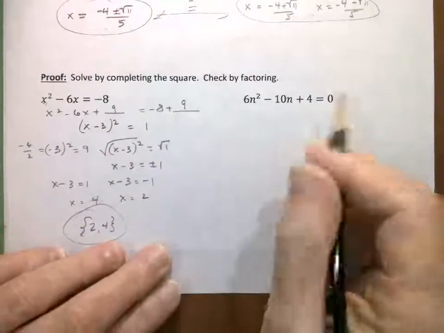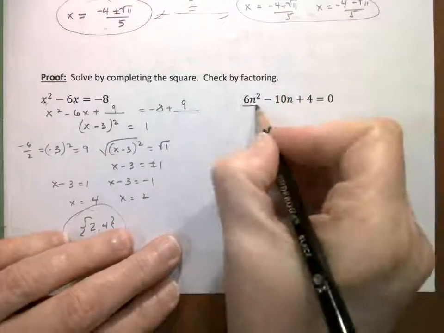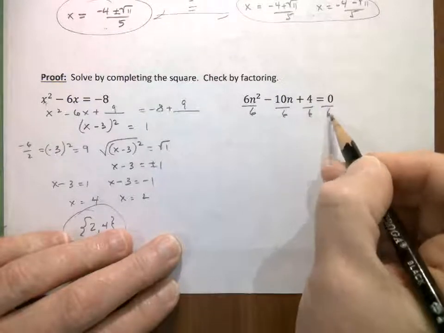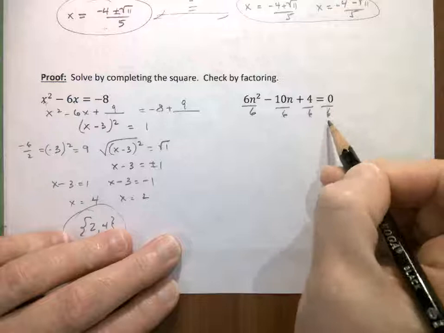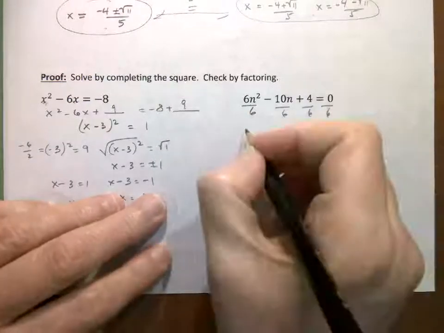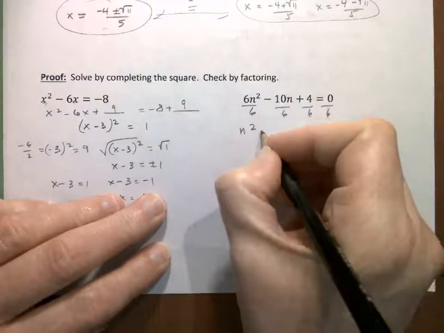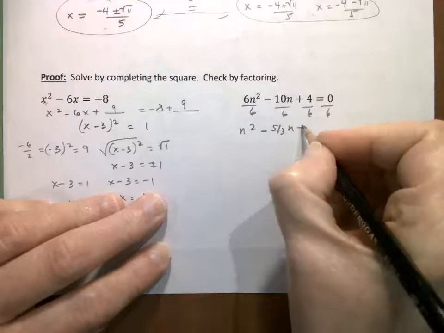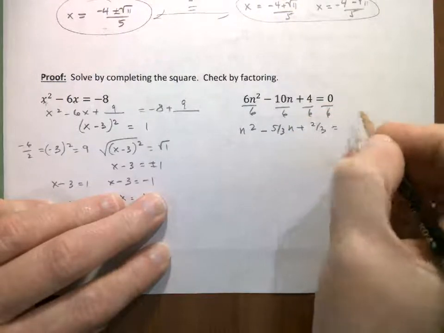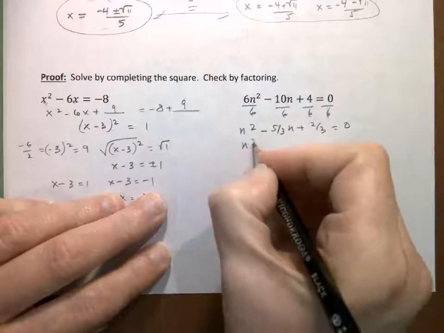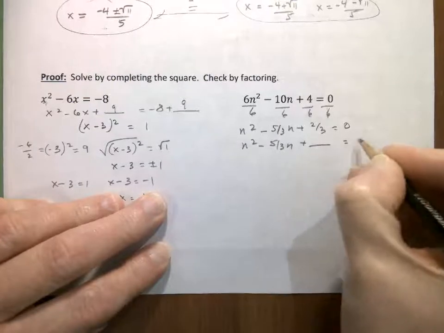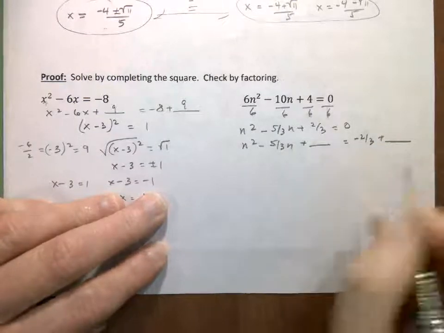Okay, this one, I need to get rid of the 6. So I'm just going to divide everything by the 6. Even if this is 0, divide it by 6 so that you're in the habit of dividing everything by 6. So that's going to give me n squared minus, and I can simplify this to 5 over 3, n plus 2/3 equals 0. So n squared minus 5/3 n plus something is going to equal negative 2/3 plus something.